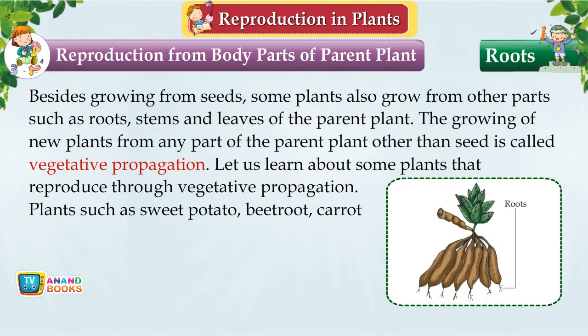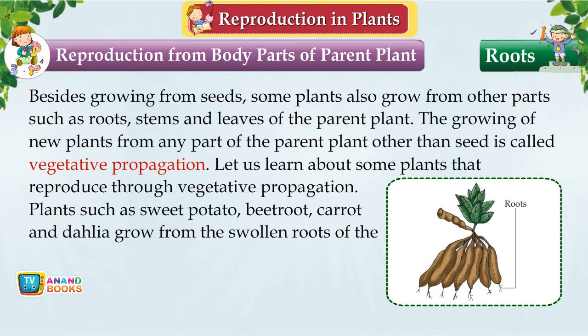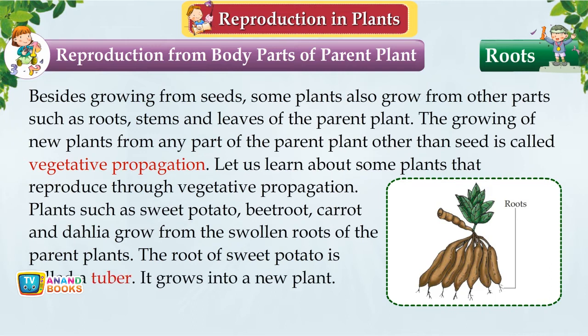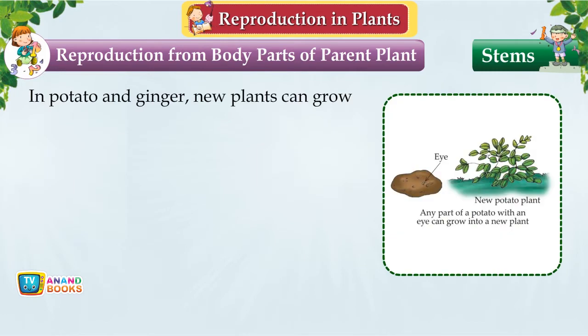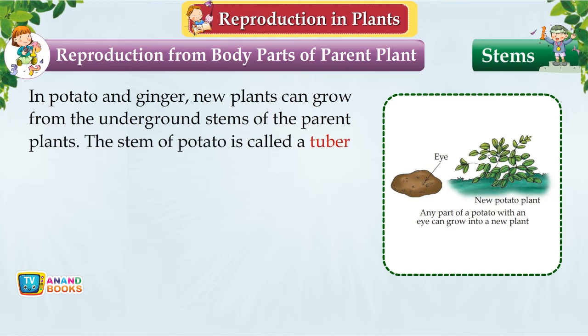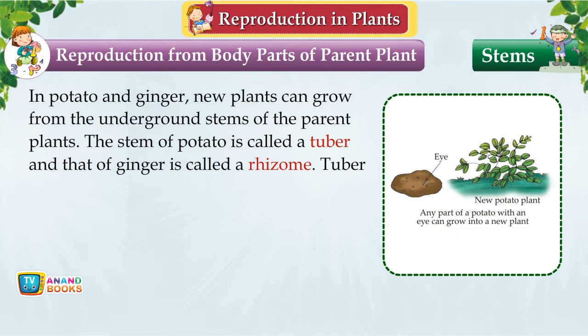Roots. Plants such as sweet potato, beetroot, carrot and dahlia grow from the swollen roots of the parent plants. The root of sweet potato is called a tuber. It grows into a new plant. Stems. In potato and ginger, new plants can grow from the underground stems of the parent plants. The stem of potato is called a tuber and that of ginger is called a rhizome. Tuber and rhizome are underground stems.